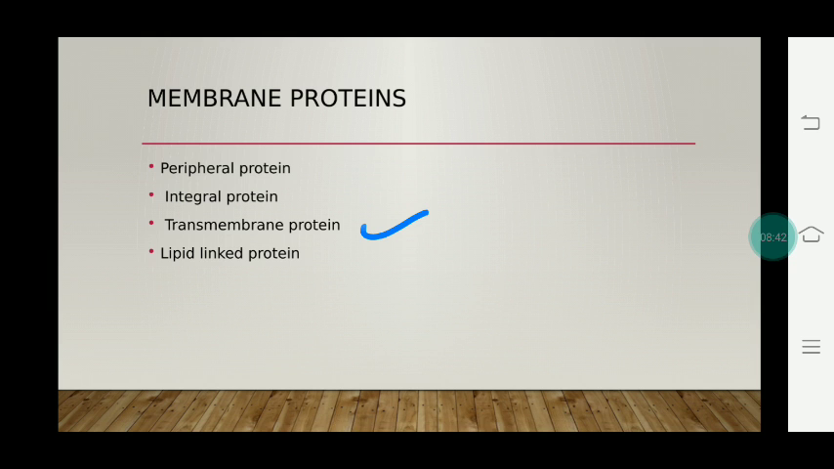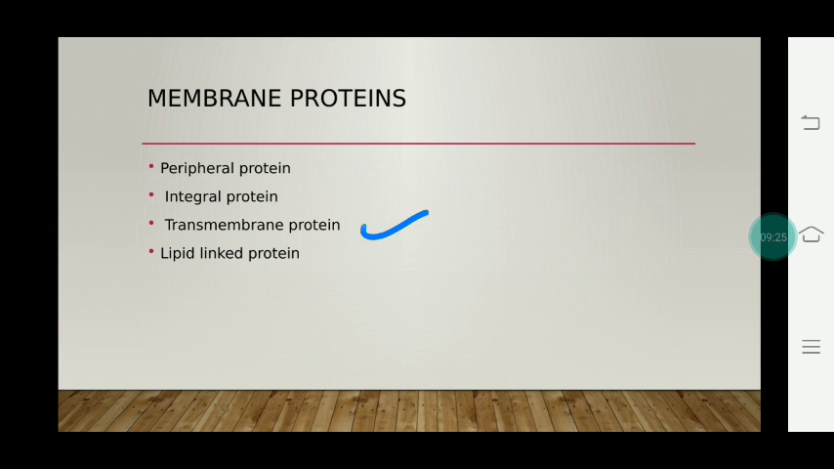So as you all know, the transmembrane protein is embedded throughout the lipid bilayer. So it has an amphipathic nature naturally, because it is in contact with the hydrophilic head and the hydrophobic tail of the lipid bilayer. So it has contact with both of them, and it is naturally amphipathic in nature.